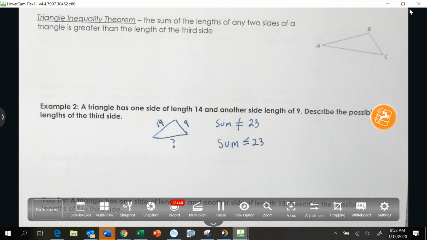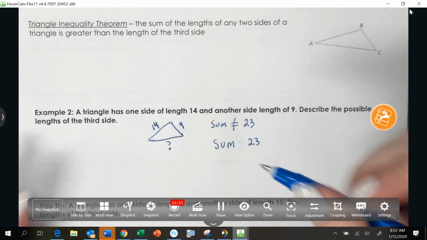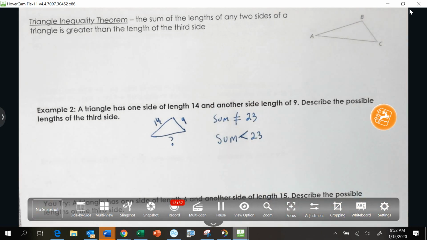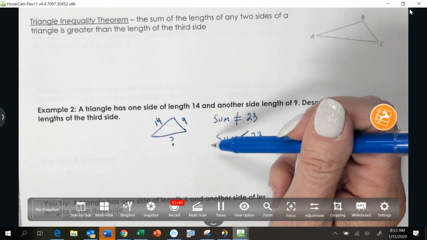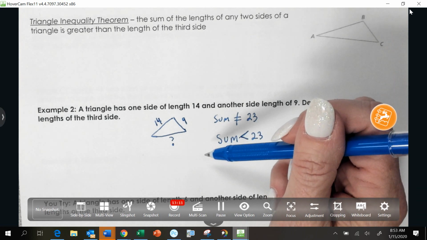So the sum actually has to be less than 23. Wait, equal to? Not equal to. I don't know why I said that. You know, one of those days. Okay. The sum has to be less than 23.